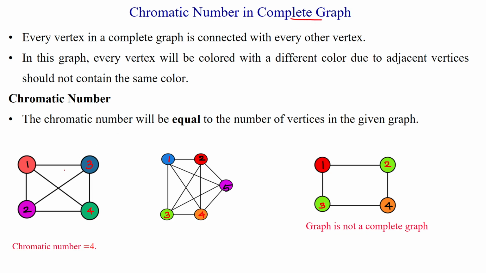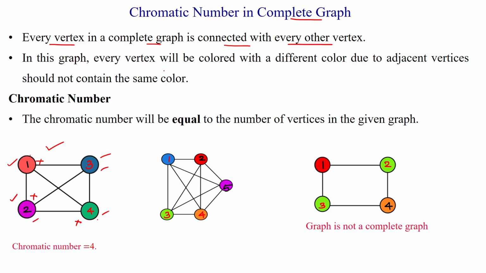Another example is the complete graph. In a complete graph, every vertex is connected to all other vertices in the given graph. Look at that, here we have four vertices, and 1 is connected to all three other vertices. Like that, 3 is also connected with all other vertices in the given graph. Like that, 4 is also connected with all remaining vertices. So every vertex in the complete graph is connected with all other vertices in the given graph.